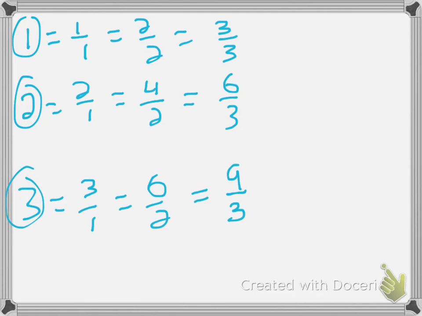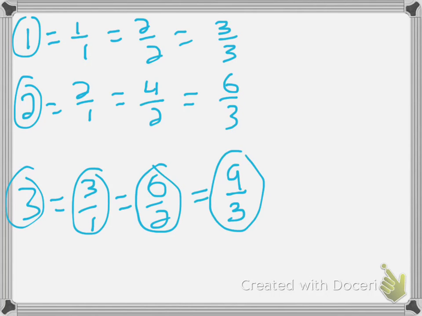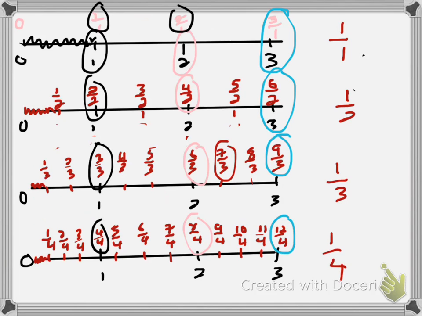This is just as much 3 as 3 over 1 is, if that makes sense. But 6 over 2 is also 3. 9 over 3 is also 3. So there are different ways of representing the quantity 3. This is 3. This represents 3. This represents 3. And this represents 3.